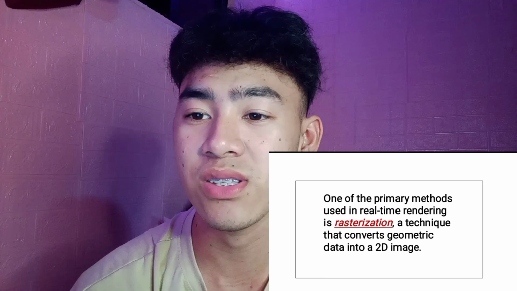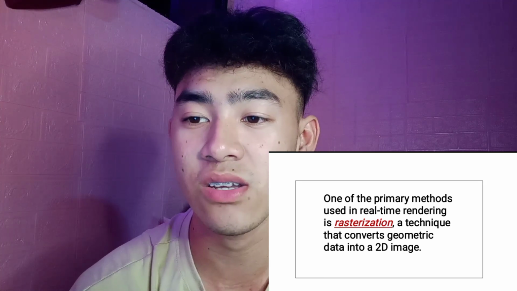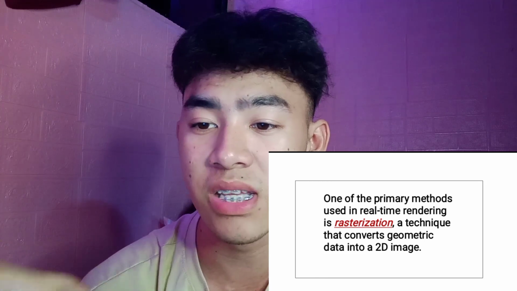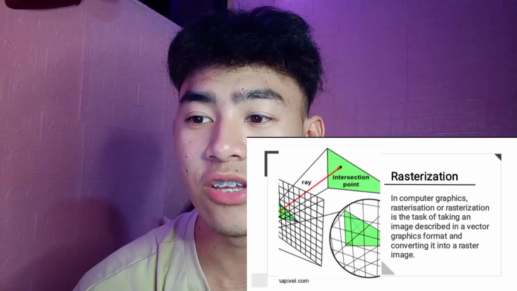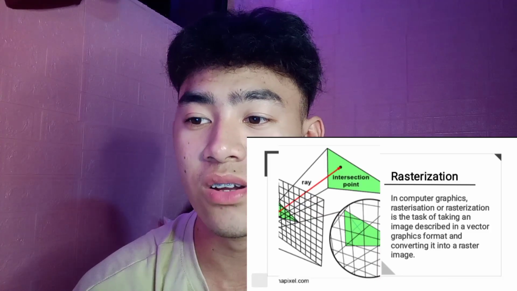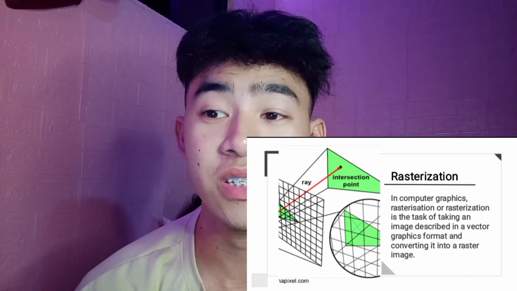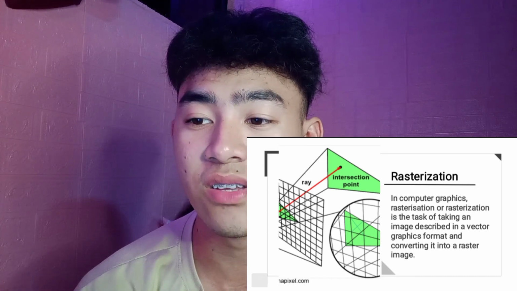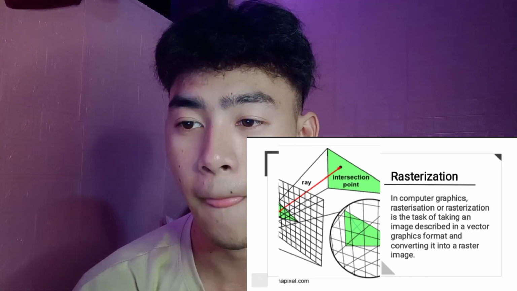One of the primary methods of real-time rendering is rasterization, a technique that converts geometric data into 2D images. Rasterization in computer graphics is the task of taking an image described in a vector graphics format and converting it into a raster image.